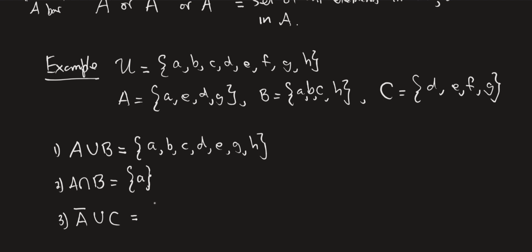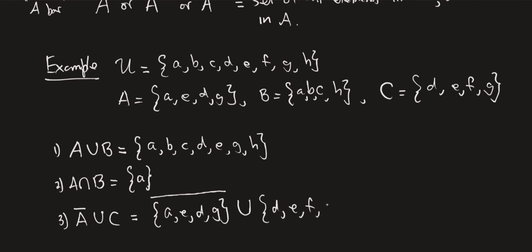So what I'm going to do is this. I'm going to write it out. So A is the set A, E, D, G. And we have to take the complement of that. And then I have to do the union with set C, which is D, E, F, G.